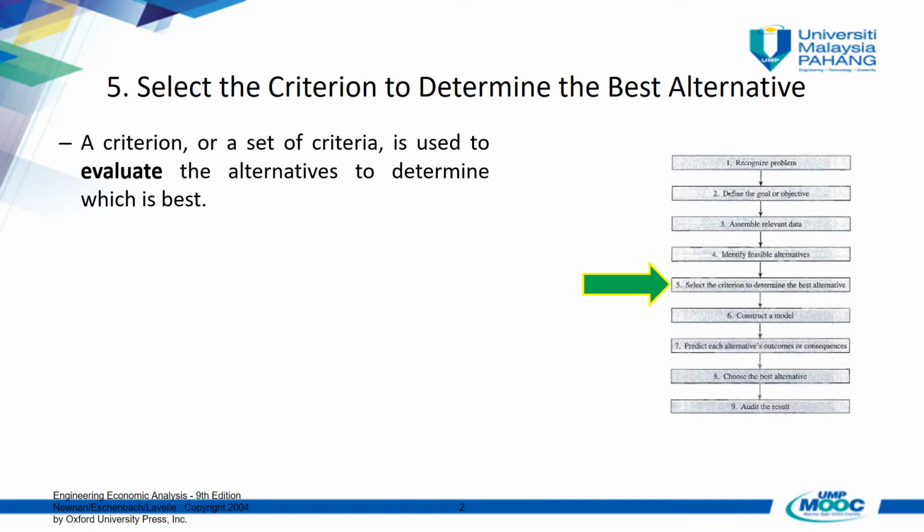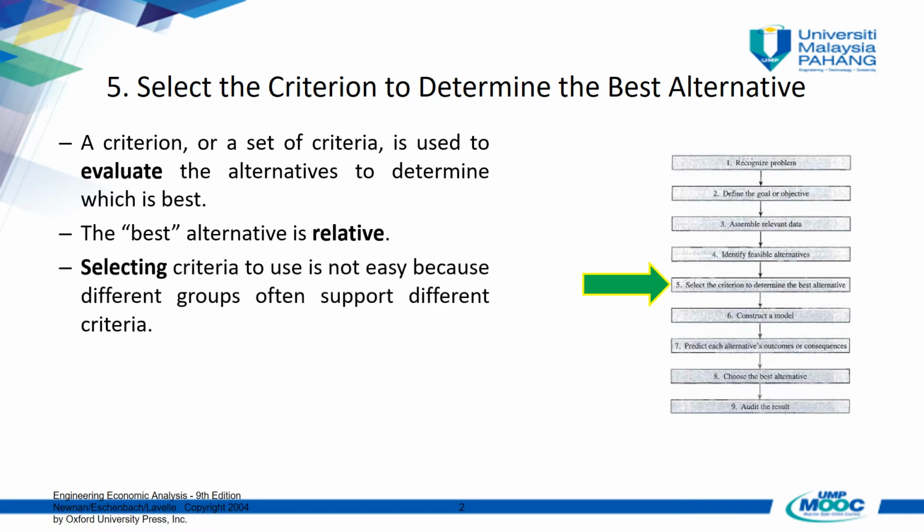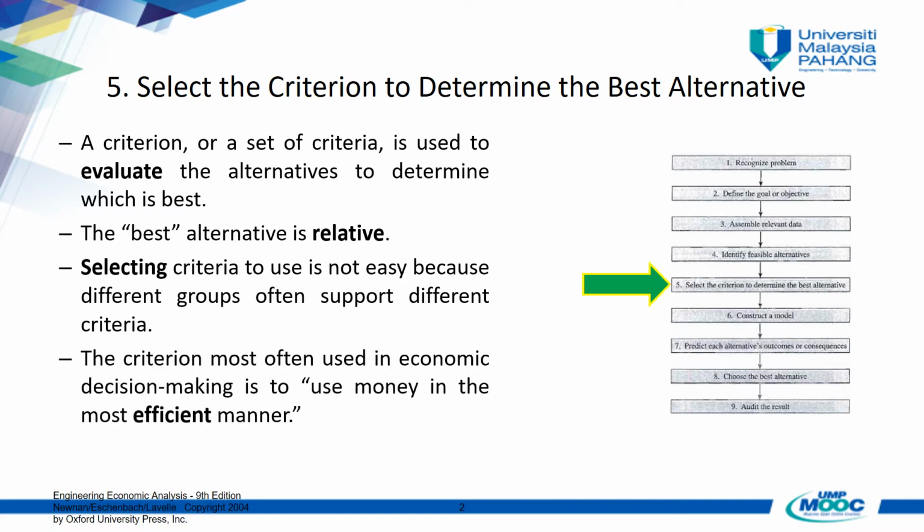The number 5 there: a criterion or a set of criteria is used to evaluate the alternatives to determine which is the best. The best alternative is relative. Selecting criteria to use is not easy because different groups often support different criteria. The criterion most often used in economic decision making is to use money in the most efficient manner.